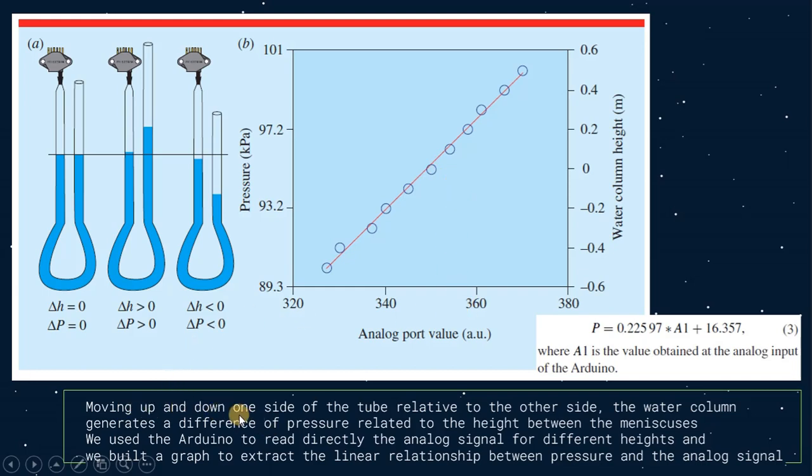So moving up and down one side of the tube relative to the other side, the water column generates a difference of pressure related to the heights between the meniscuses. So they use the Arduino to read directly the analog signal for different heights and build a graph to extract the linear relationship between pressure and the analog signal.